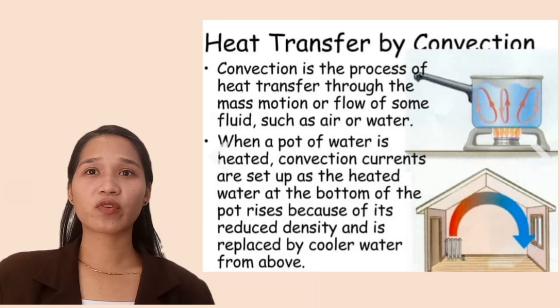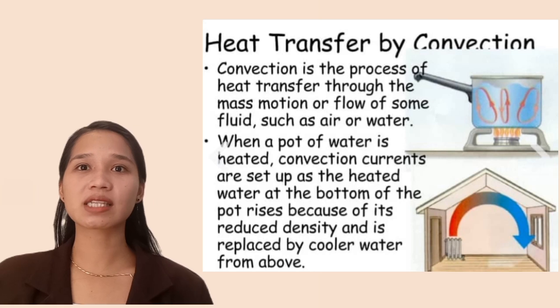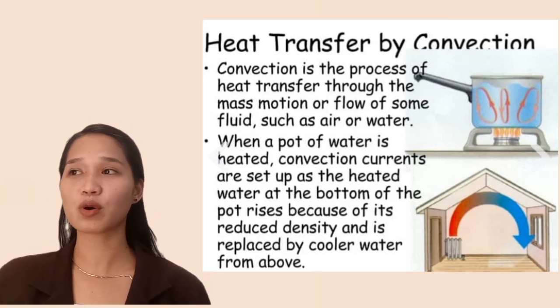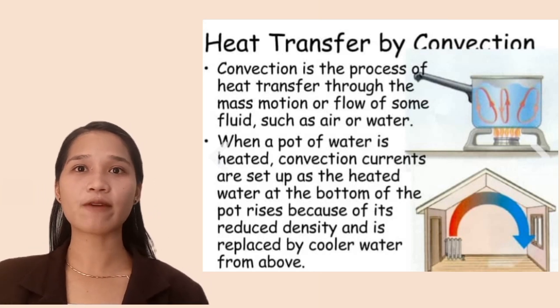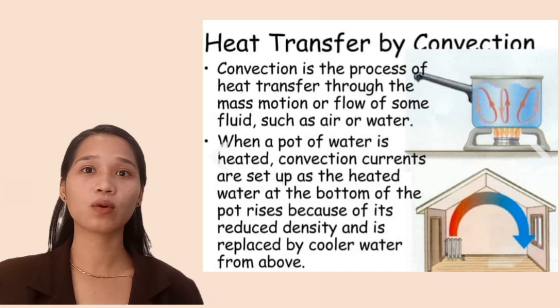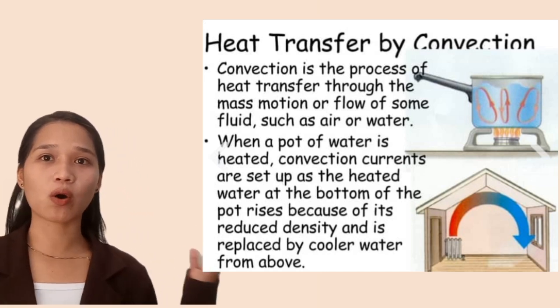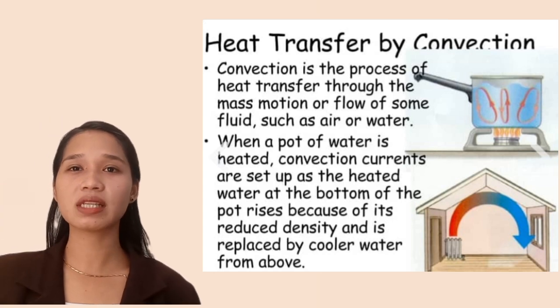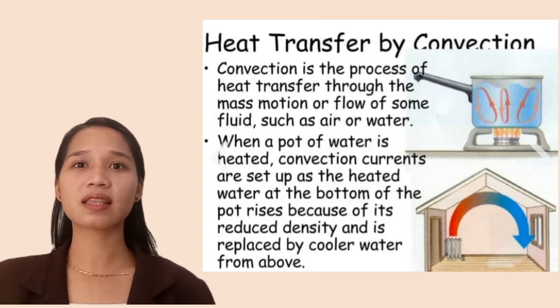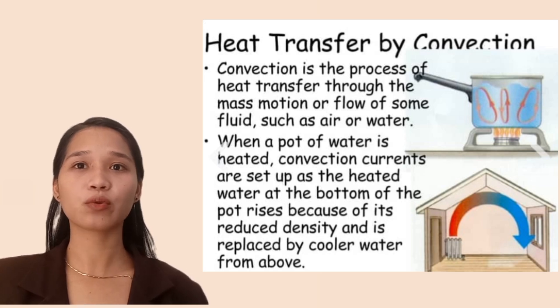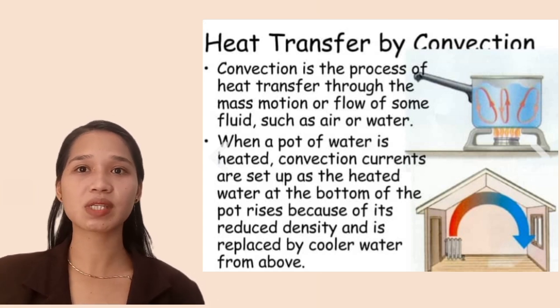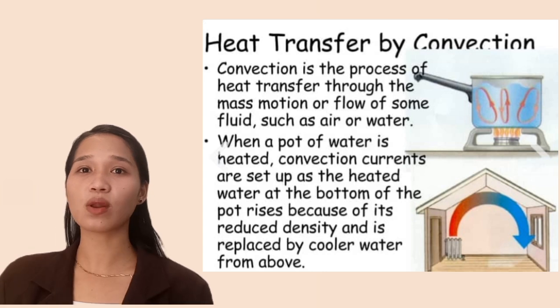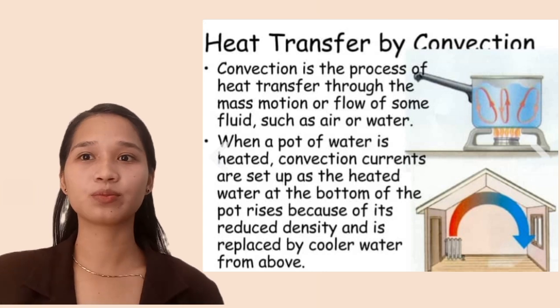So heat transfer by convection is a process of heat transfer through the mass motion or flow of some fluid, such as air or water. As the picture shows, when a pot of water is heated, convection currents are set up as the heated water at the bottom of the pot rises because of its reduced density, and it replaces cooler water from above.